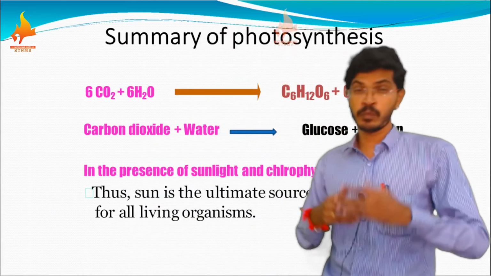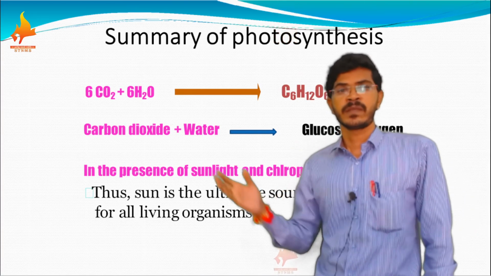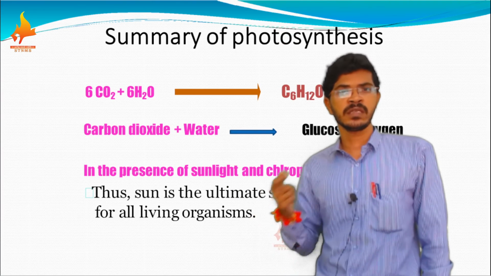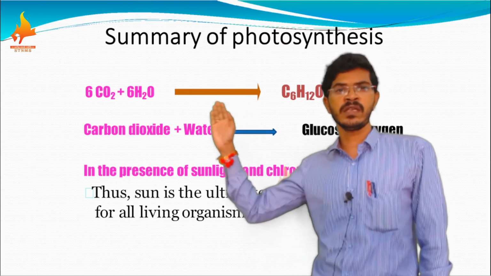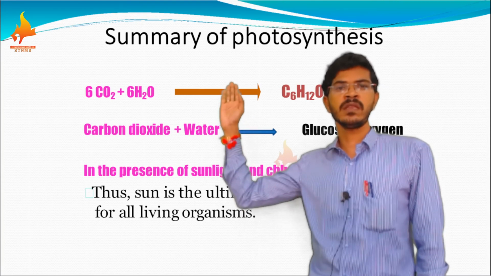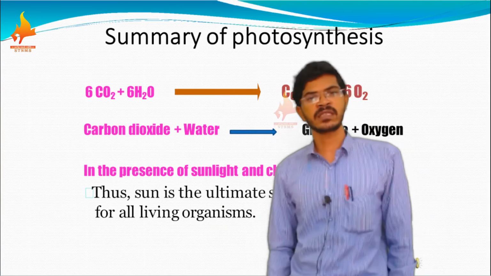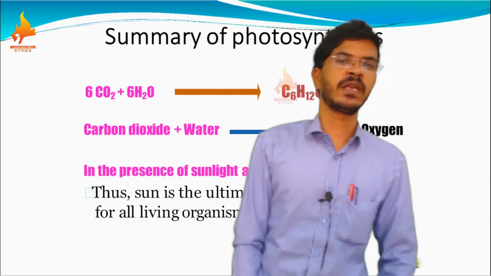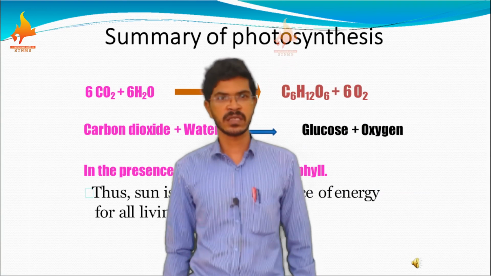And what are the things that are necessary for this process to take place? Two things are already written there. They are carbon dioxide and water. What are the other two things that are necessary? One is chlorophyll, the other one is sunlight. In the presence of sunlight and chlorophyll, this reaction takes place. That is the reason why it is called a photochemical reaction.